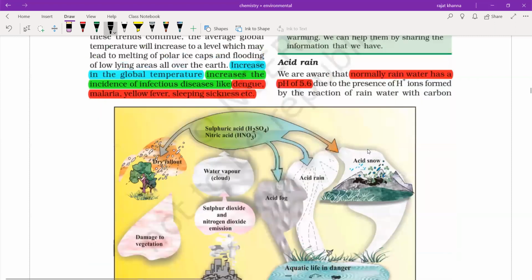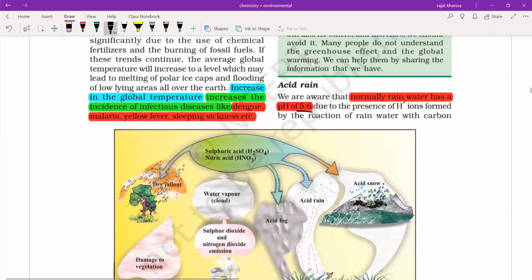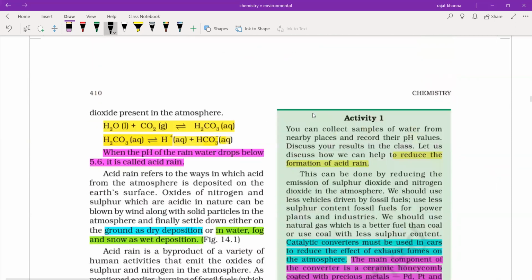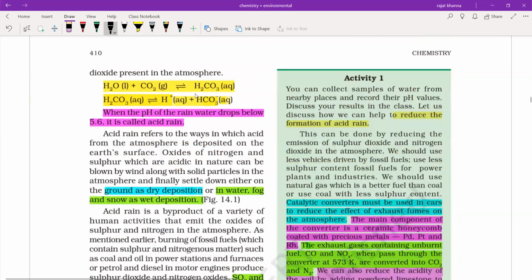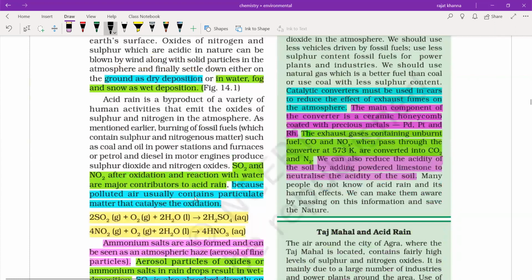Acid rain. Normally, rainwater has pH 5.6, and H2O plus CO2 will form carbonic acid, H2CO3. This carbonic acid dissociates to form H+ ion and HCO3- ion. When the pH of rainwater drops below 5.6, it is called acid rain. Dry deposition occurs on the ground, while water, fog and snow are wet deposition.